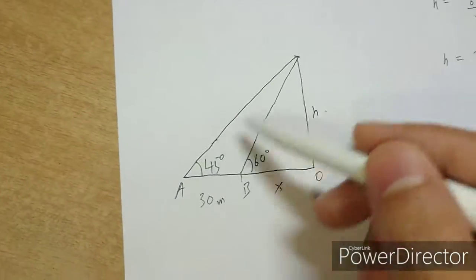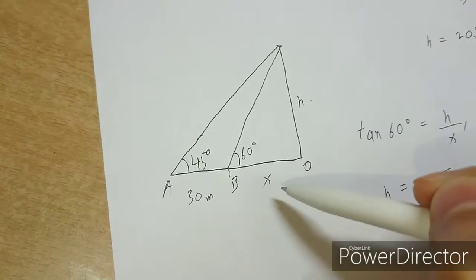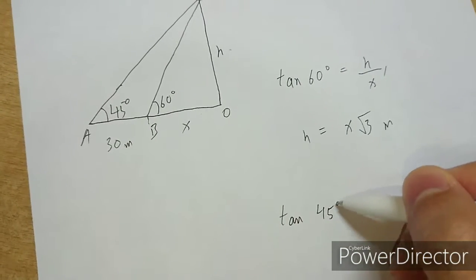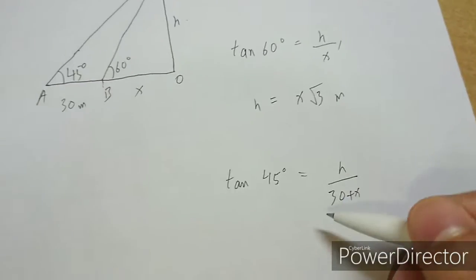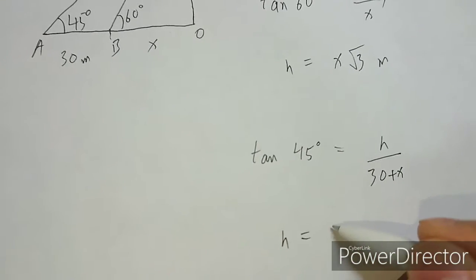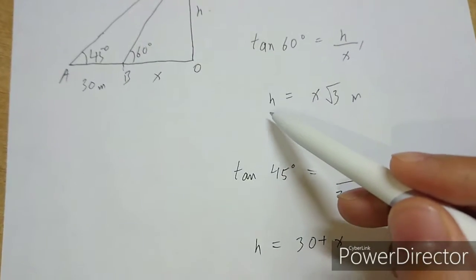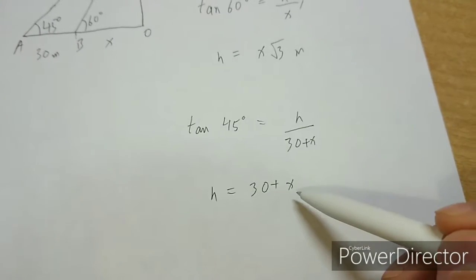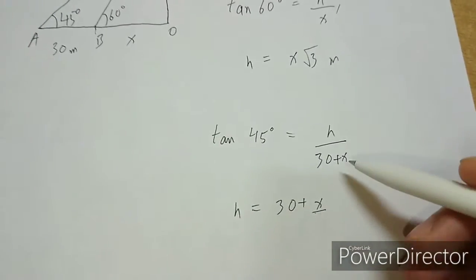And in another triangle I can see the tangent 45 will be h over 30 plus x. Let's write tangent 45 equals h by 30 plus x. Tangent 45 is just 1, therefore h equals 30 plus x. You can see that h equals x times root 3 and h equals 30 plus x. And if you put in the value of x, then you can get the height of the tower.